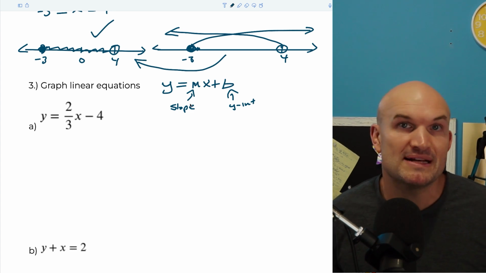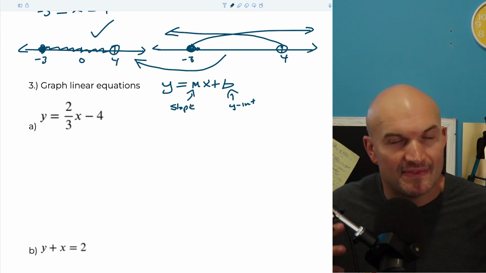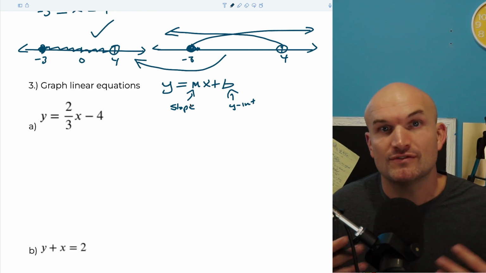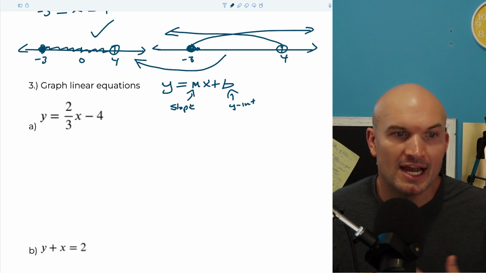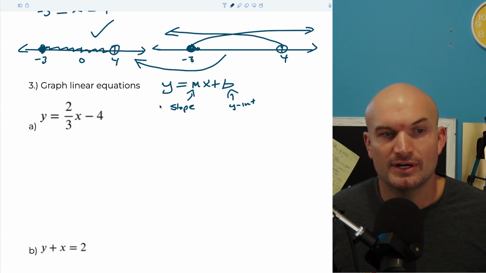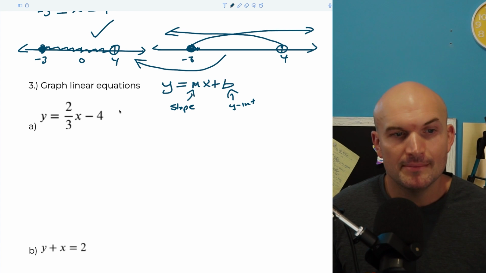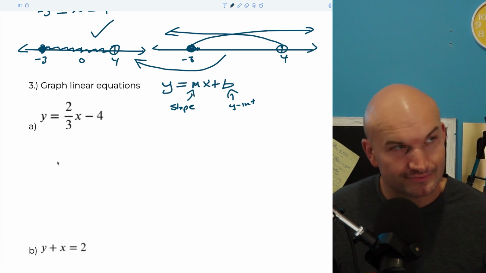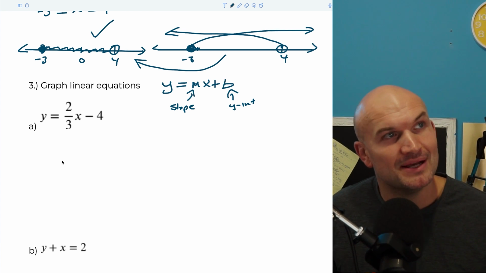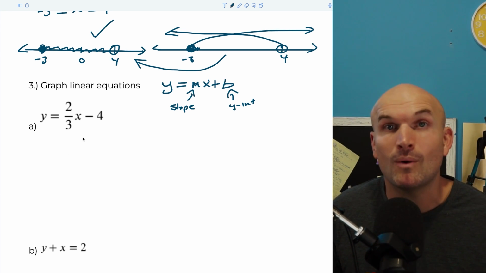Now, the slope is basically the relationship between any two points on the graph. That relationship, a lot of times we call the rise over the run, or the change in y over the change in x. But really, the first thing we want to do is find the y-intercept. Where does the graph cross the y-axis? All linear lines, except for vertical lines, are going to have a y-intercept.